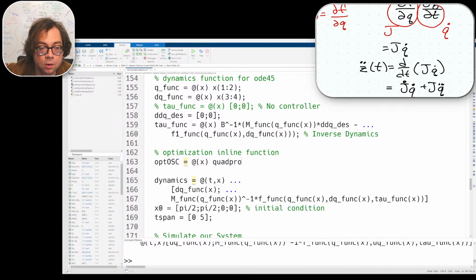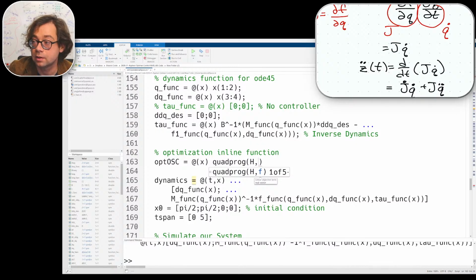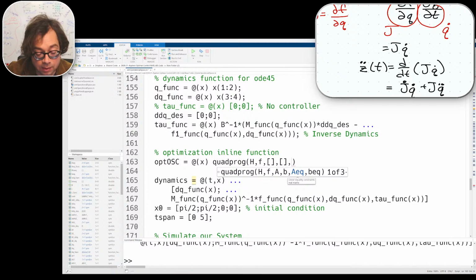So we're going to run quadprog, okay? And quadprog is going to require the H function, the F function, the A function, which is open close. We'll just put open close so we know it's open close. The B function. Now we have our AEQ.